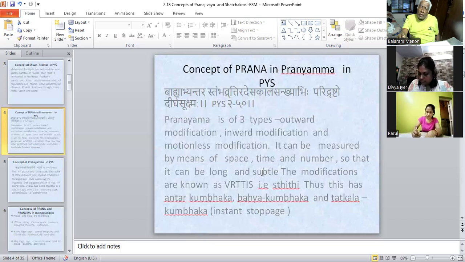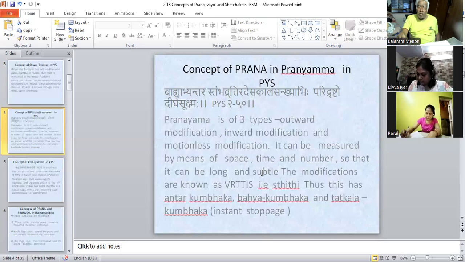3, relax your abdomen. 4th, start the strokes, abdominal strokes. How much you have to do? As per your capacity.